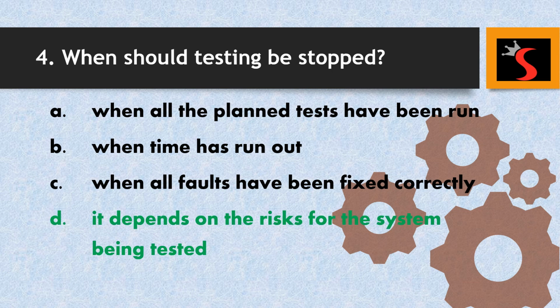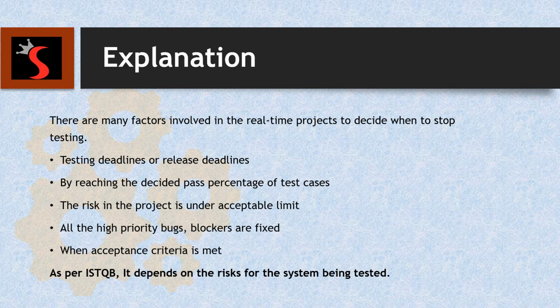And the right option is option D. It depends on the risk for the system being tested. Explanation: there are many factors involved in real-time projects to decide when to stop testing. Testing deadlines or release deadlines. By reaching the decided pass percentage of test cases, the risk in the project is under acceptable limit. All the high priority bugs and blockers are fixed when acceptance criteria is met. As per ISTQB, it depends on the risk for the system being tested.